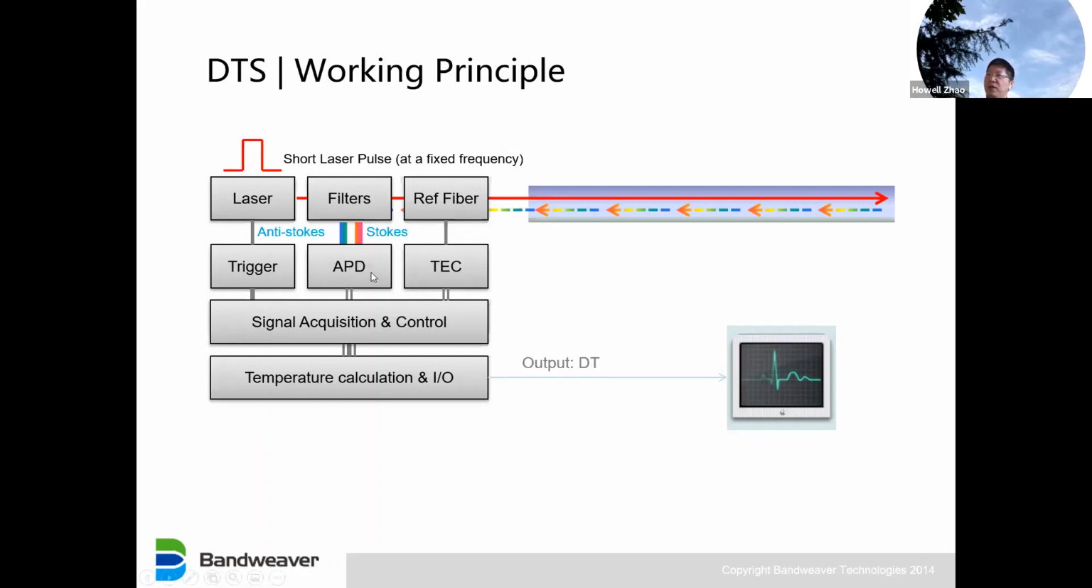Then we use a pair of APDs. An APD is a photon detector to measure the power level and the frequency from the backscattering. Then we have a lot of electronics and software to do calculations based on the data we received, and finally we have the temperature data. Then the application and the customer use the temperature data to monitor cable, to monitor pipeline, for fire detection, or just for temperatures, for industrial status monitoring.